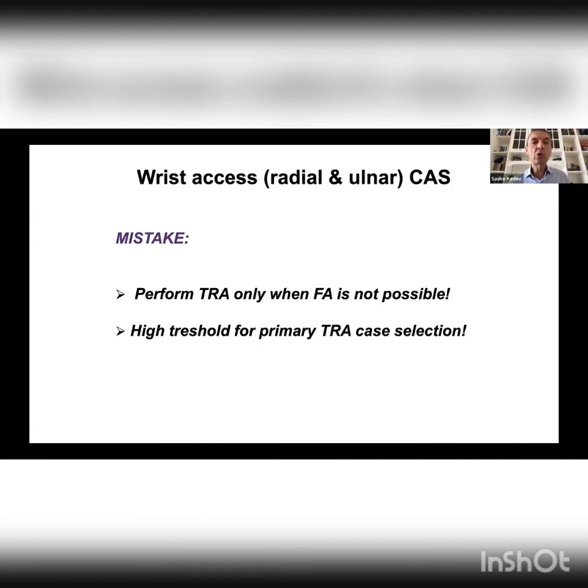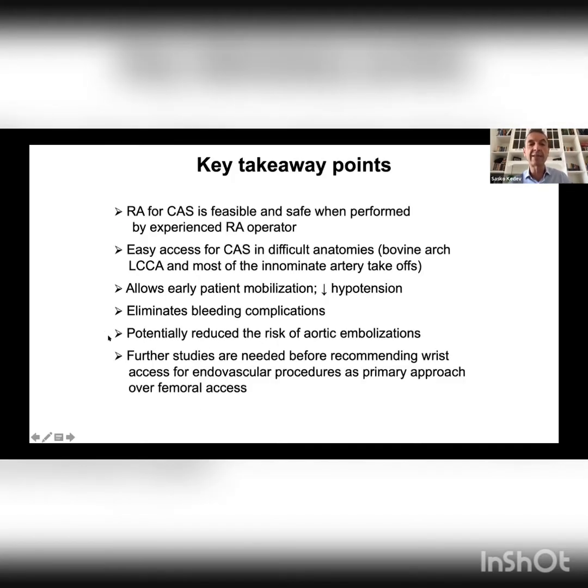So at the end, I would like to conclude that one of the most frequent mistakes when you consider wrist access is to perform radial only when femoral is not possible, or to consider radial only in some particular patient subset. At least in a learning curve, you have to invest in your practice. So you have to start with diagnostic and slowly move to procedures. And of course, one of the mistakes is to have a high threshold for primary radial access selection.